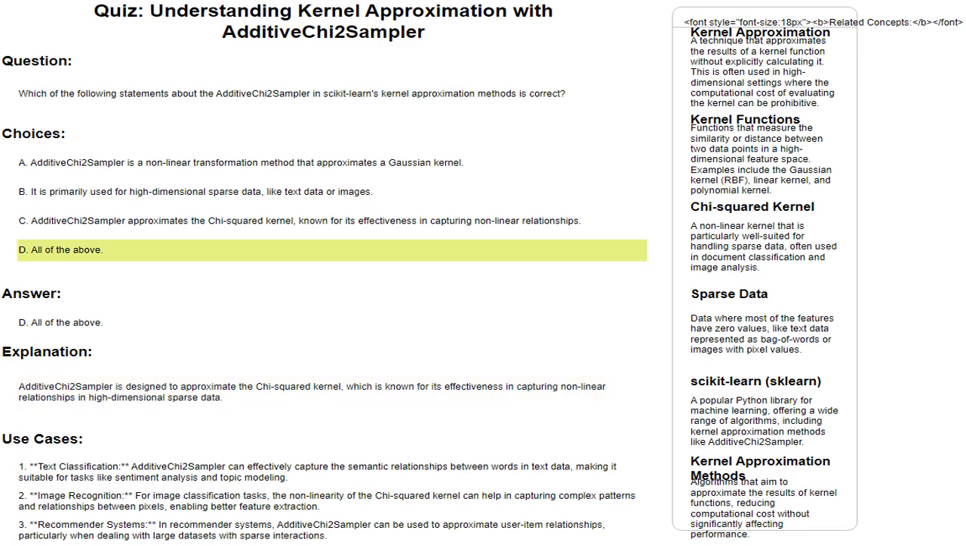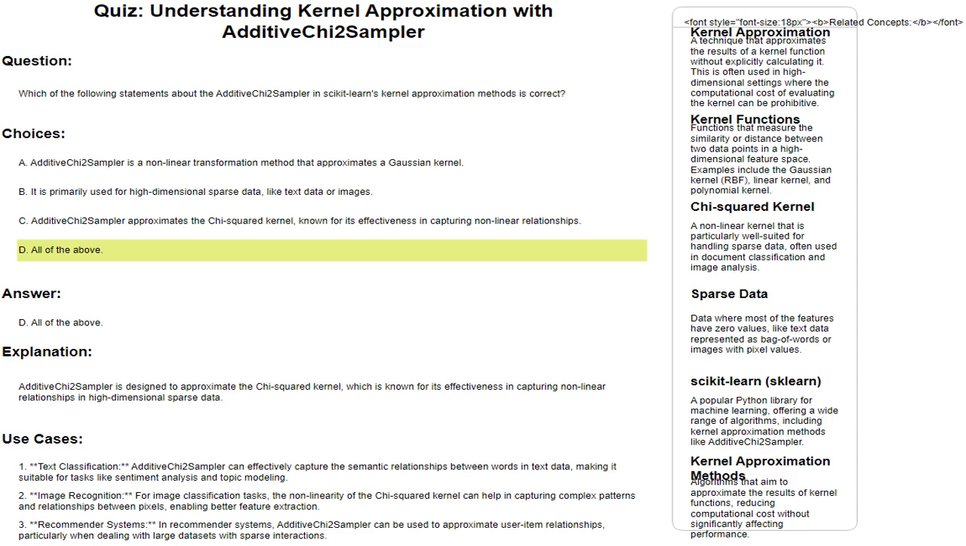D. All of the above. Correct. All statements A, B, and C are true about additive Chi2 sampler. Additive Chi2 sampler is designed to approximate the chi-squared kernel, which is known for its effectiveness in capturing nonlinear relationships in high-dimensional sparse data.